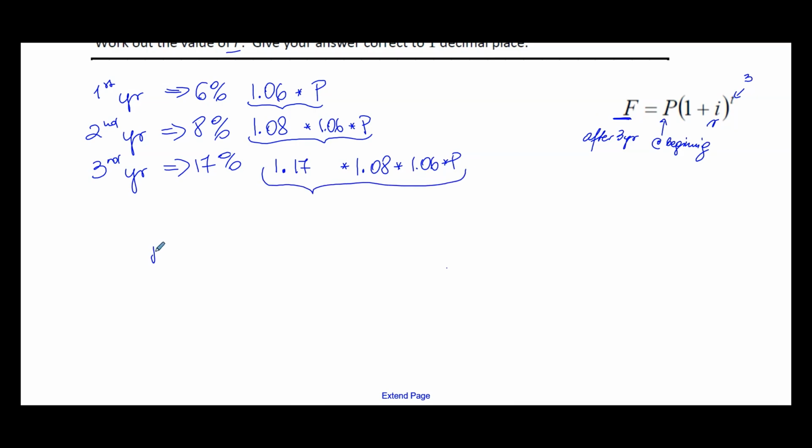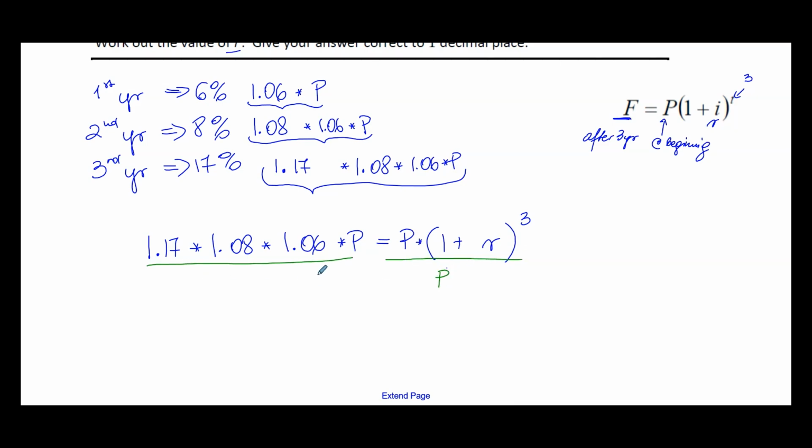After 3 years, I have 1.17 multiplied by 1.08 multiplied by 1.06 multiplied by P, because that's what was at the beginning. And then on the other side, I have P times (1 plus R), because that's what I'm looking for, and the time is 3. Now, I'm looking for R. Here I have multiplication, so that means I don't need P. I can divide both sides by P, so P is gone.